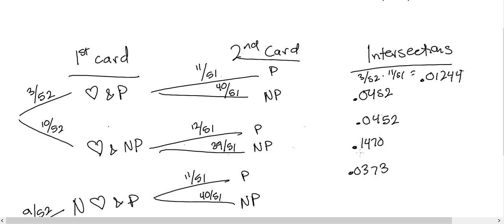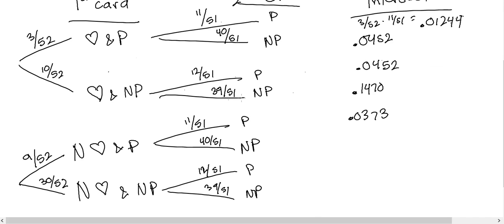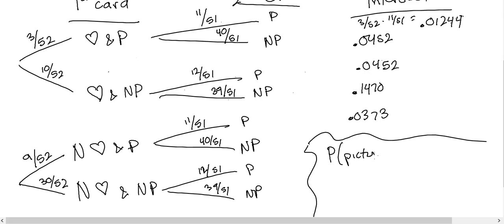And figure this out. So to see if they're independent, I want to know, does getting a heart first change the probability of getting a picture card? So for the overall probability of a picture card, we know that there are 12 picture cards out of 52 in my deck, which is 12 divided by 52, which is 0.2307.